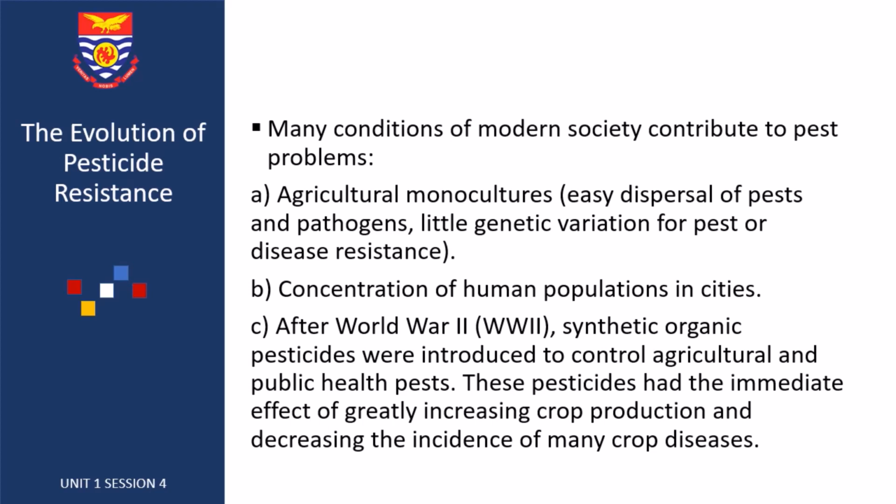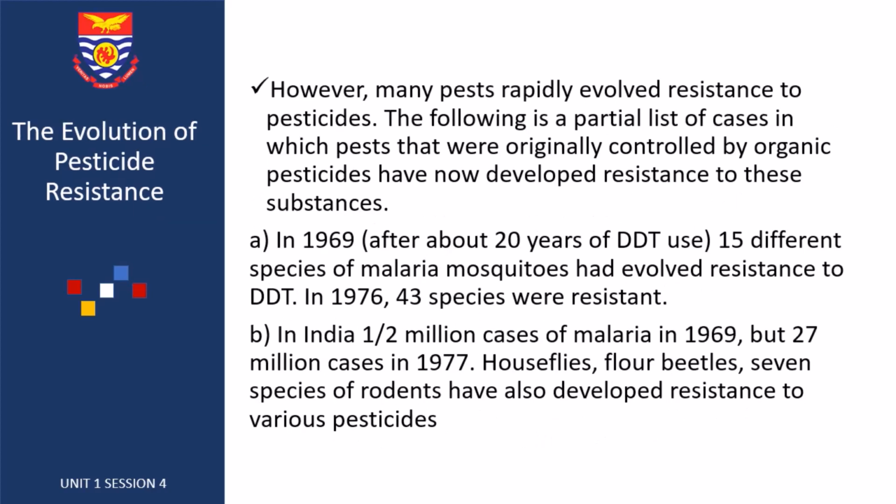After World War II, synthetic organic pesticides were introduced to control agriculture and public health pests, and these pesticides had the immediate effect of greatly increasing crop production and decreasing the incidence of many crop diseases. However, many pests rapidly evolved resistance to pesticides.